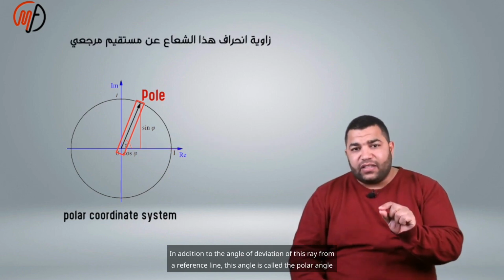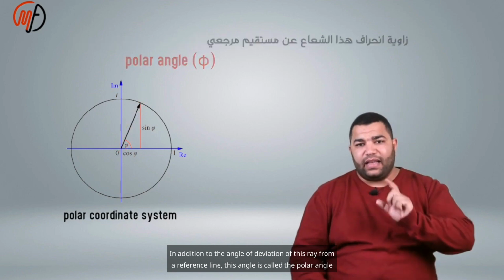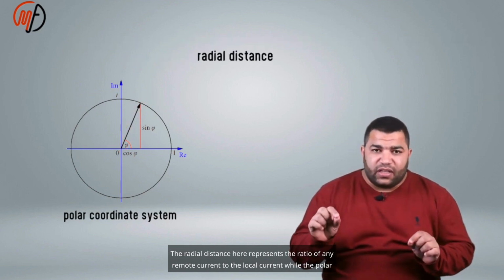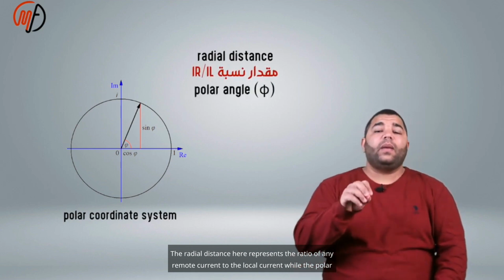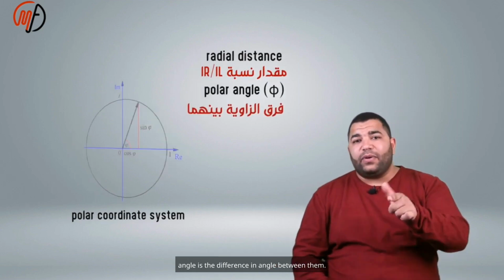In addition to the angle of deviation of this ray from a reference line, this angle is called the polar angle. The radial distance here represents the ratio of any remote current to the local current, while the polar angle is the difference in angle between them.